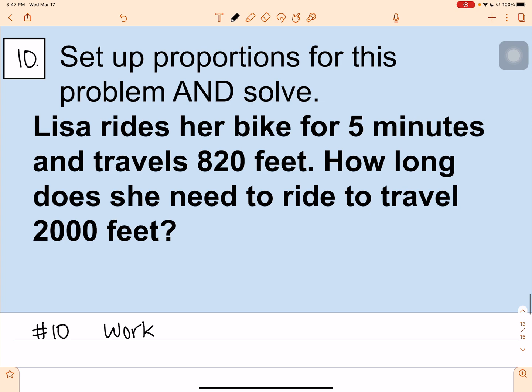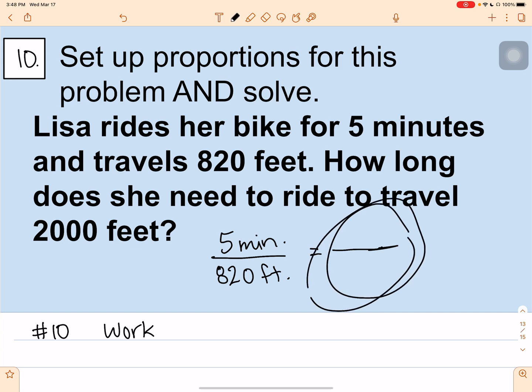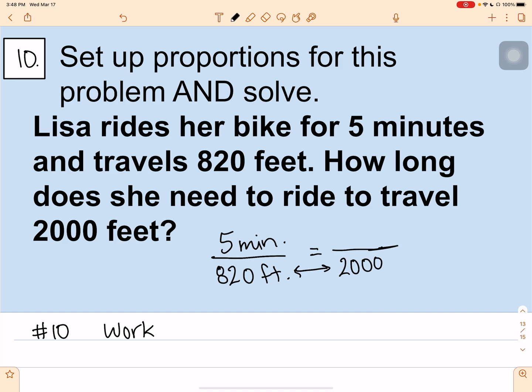Last one. So set up a proportion for this problem and solve. Lisa rides her bike for 5 minutes and travels 820 feet. So I'm going to write that down. In 5 minutes, Lisa travels 820 feet. Okay? How long does she need to ride to travel 2,000 feet? Well, should I put the 2,000 feet on the top or the bottom of this fraction here? I need to put it on the bottom because my 820 feet is on the bottom on the left fraction. So I'm going to put 2,000 feet here. And we don't know how long she needs to ride her bike to go that far, so we're going to put an X here.